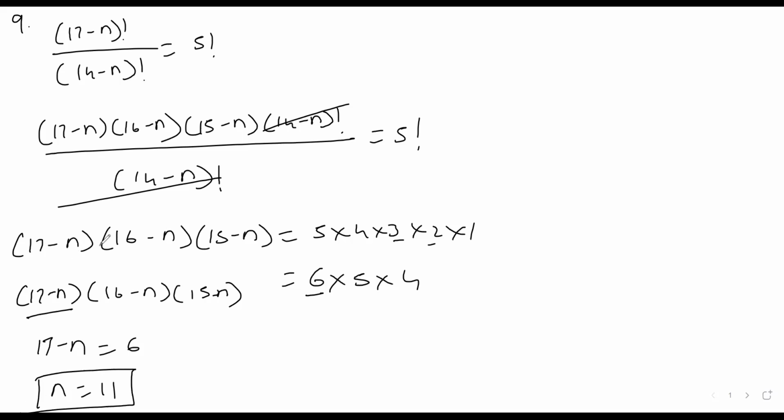There is one more method, form a cubic equation and solve this, but it is too time consuming. And why have we learned this technique of factorials then, if we have to put so much time into it? So better to do it by this method. Now this was question number 9, first sum.